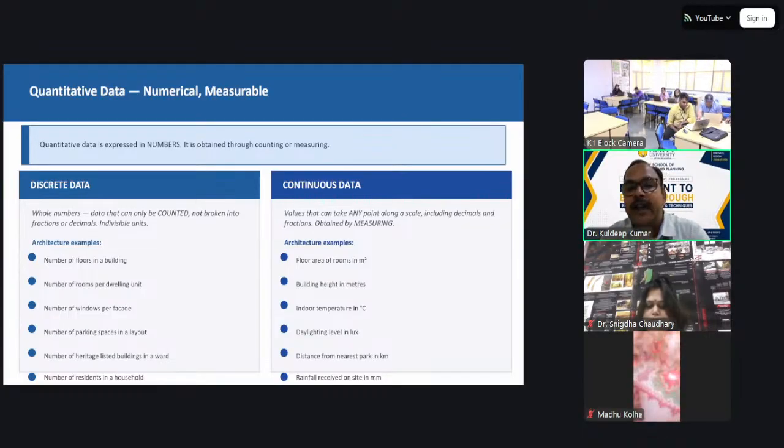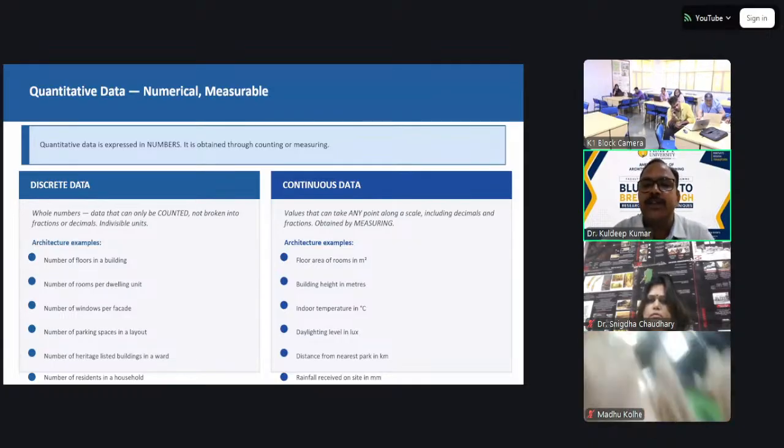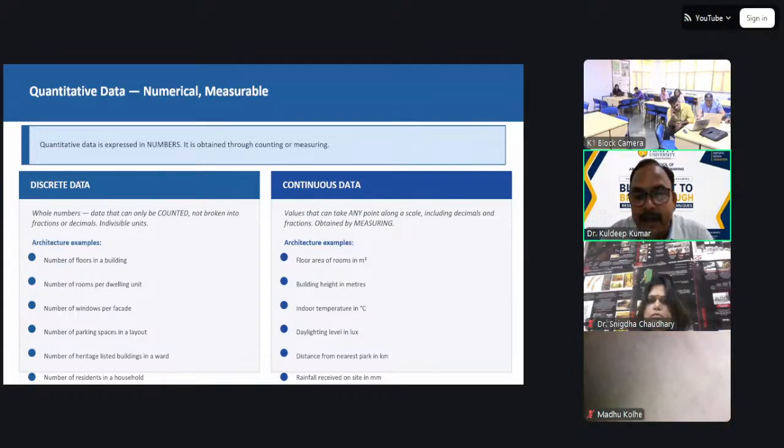So you can take any value along the spectrum, including decimals and fractions, like floor area in a room. It can be in points, maybe 143.75 square meters. Building height can be 26.6 meters, or daylighting level, lux level, or maybe indoor temperature, it can be 32.4 degrees, like this. So we can simply say about continuous data that if you measure it, it's continuous, right?